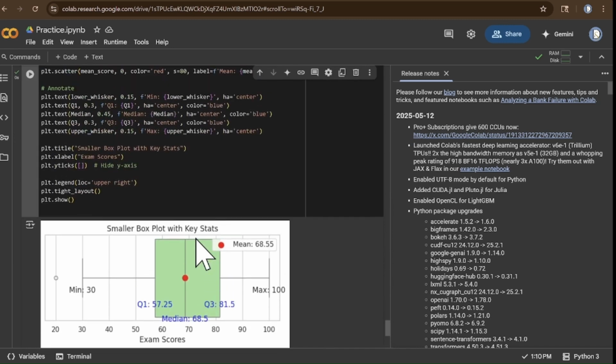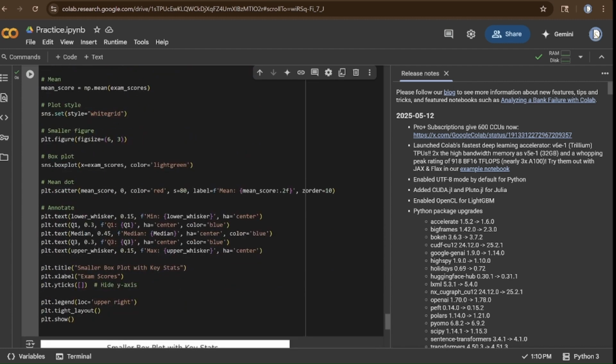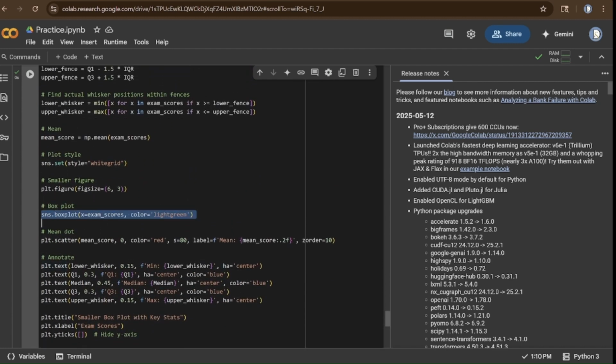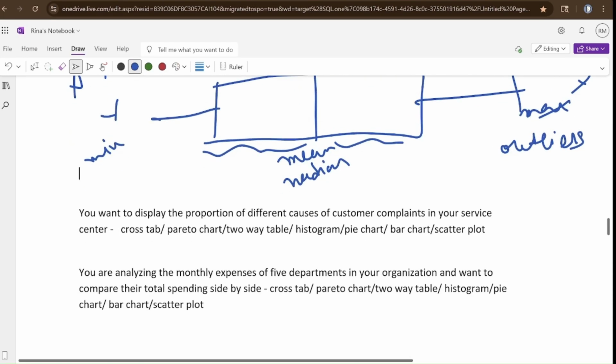See, the box plot looks like this one. This is the minimum value, this is the first quartile, this is the third quartile, and this value is the mean and median value. Okay, so you just have to write box plot. That will help you to draw the box plot. Okay, clear? Now let's do the next one.